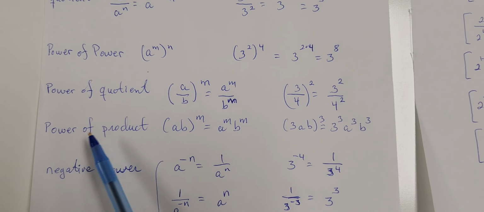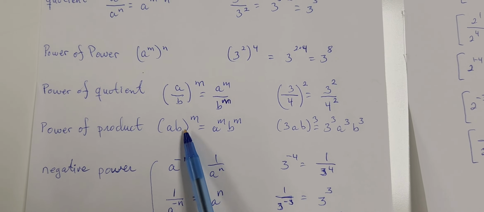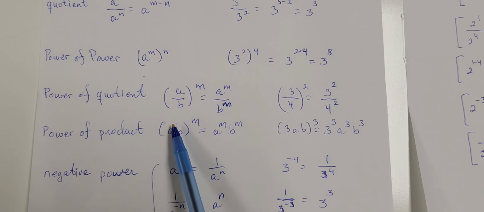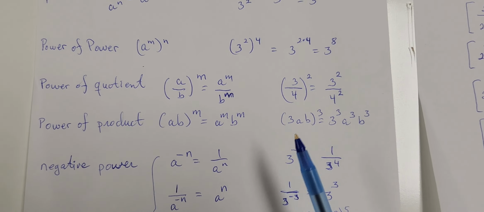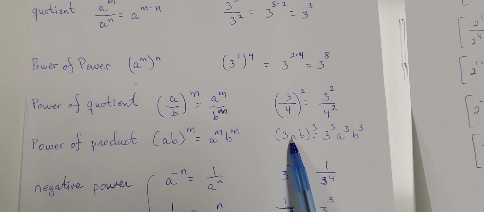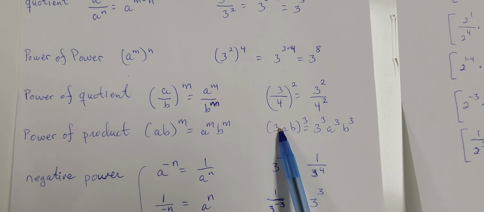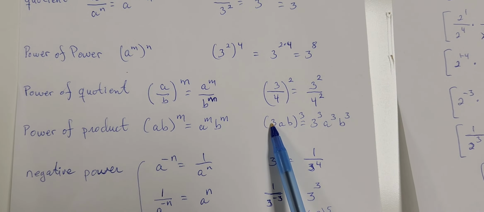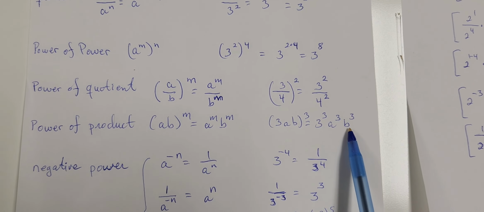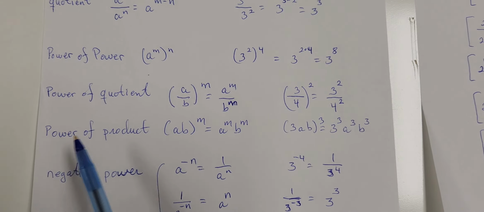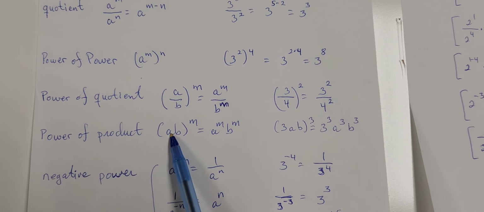Okay. Next, I have power of products. When I have 2 items or more in a parentheses, I distribute the power. So M to the A, M for the B. Same thing here. Here's an example of this. I have 3 items. I have number 3, I have A, I have B, and I'm going to use this 3 right here and distribute to each of the items. So 3 to the 3rd, A to the 3rd, and then B to the 3rd. Okay, so distribute. So power of products is when you have multiple items in the parentheses, you distribute the power.